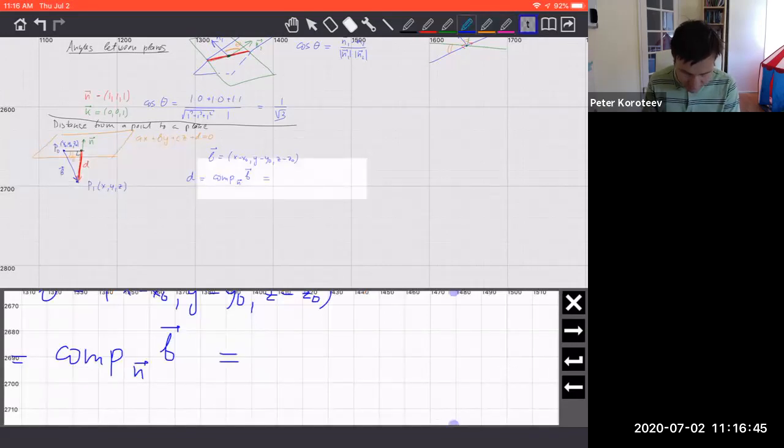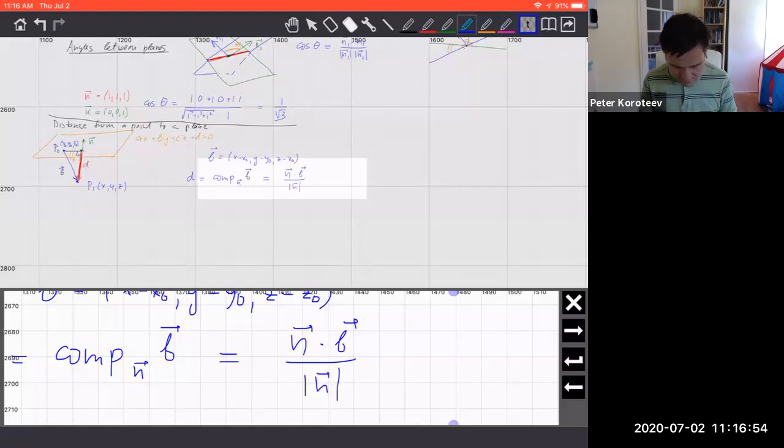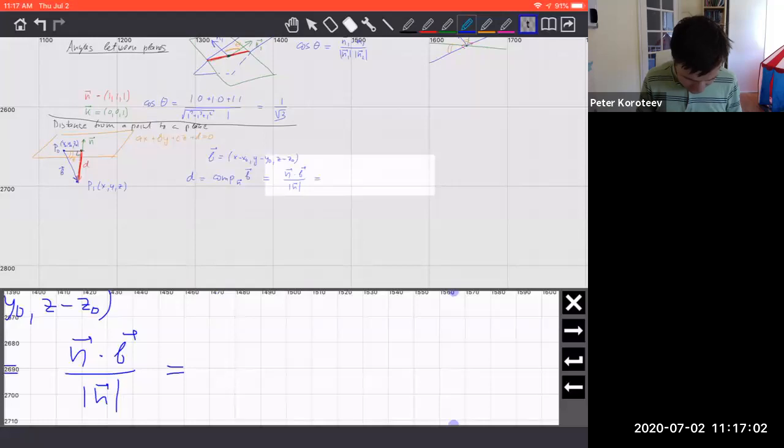That's right. And we know how to calculate the component. We talked about it last lecture, I believe. So it's n dot b divided by the length of n. You do the dot product with n and then you just divide by the absolute value. Okay, and well, we just know what this is, right? So n has components a, b, and c.